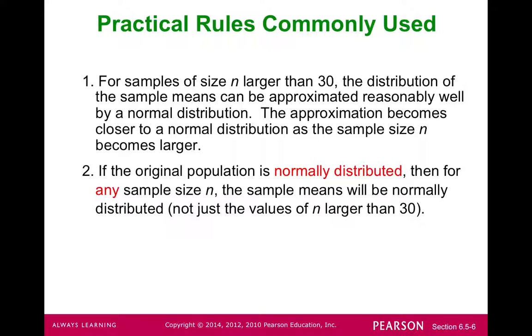Secondly, if the original population is normally distributed, then for any sample size n, the sample means will be normally distributed, not just values of n that are larger than 30. And that's because your sample is drawn from your population. So if you know your population is normally distributed, then it's going to follow that your sample mean would also be normally distributed because it comes from that population.